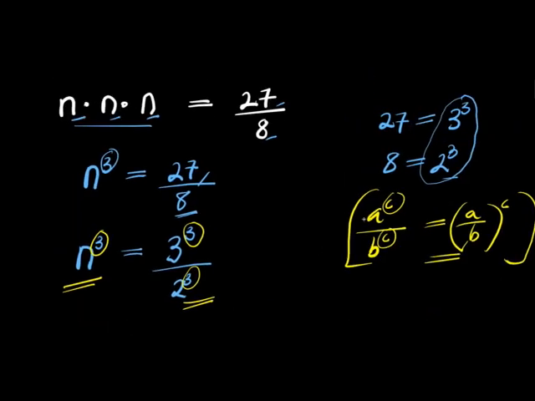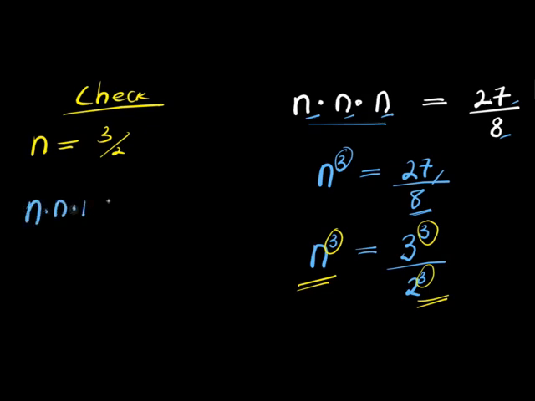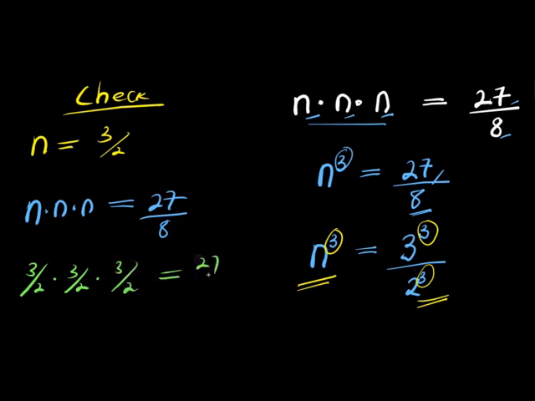Now, if you want to check if the value of n satisfies this equation, you make use of the real solution. You check our n equals 3 over 2. So the equation is n times n times n equals 27 over 8. Substitute 3 over 2 for n. You have 3 over 2 times 3 over 2 times 3 over 2 equals 27 over 8.